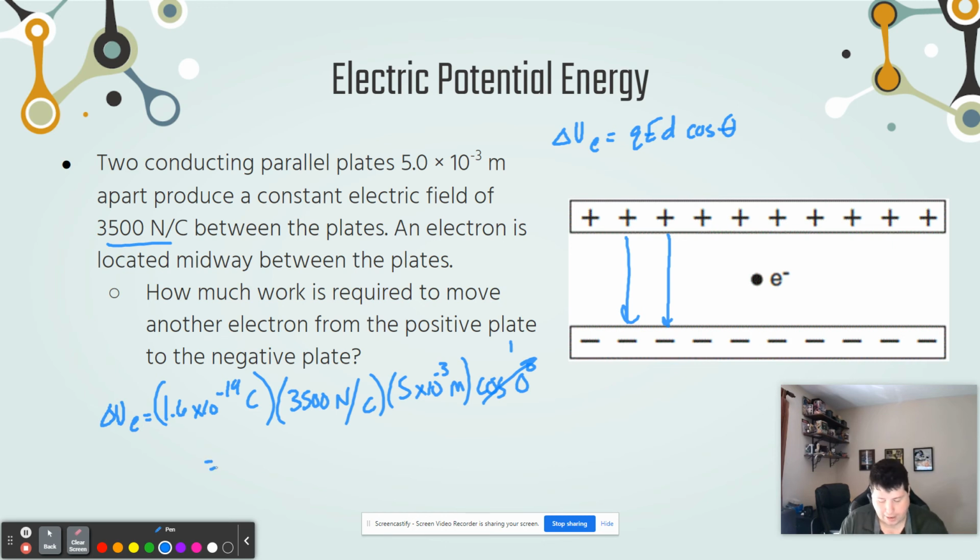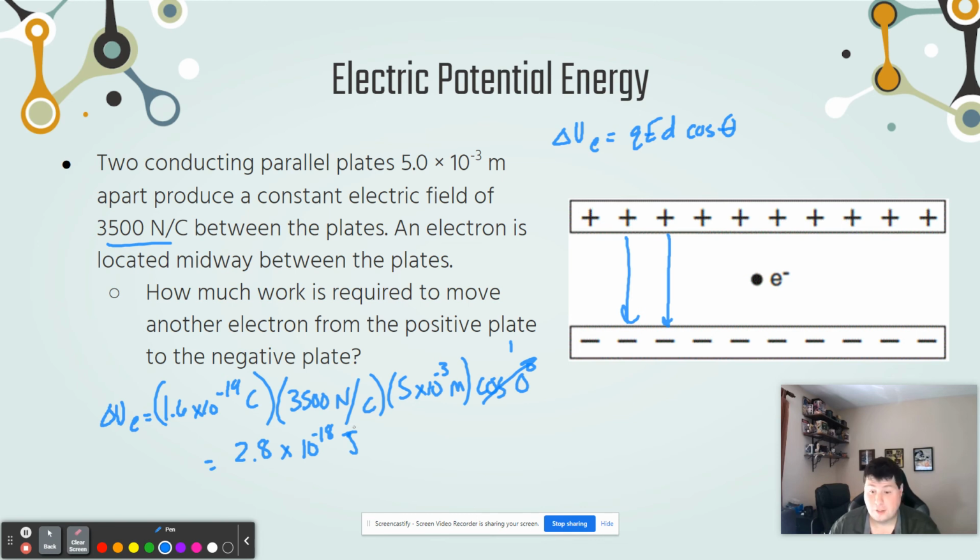You plug these into your calculator, and I get a very small number, 2.8, funny enough, kind of like that last example. But this one's times 10 to the minus 18th joules. So a much smaller amount of work is required to move it from the positive to the negative plate.